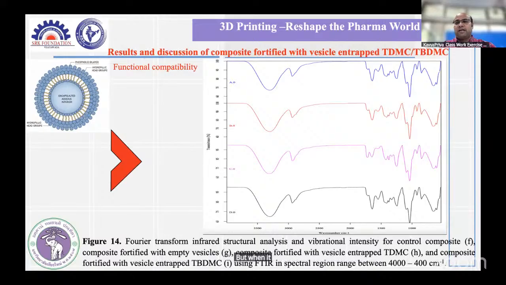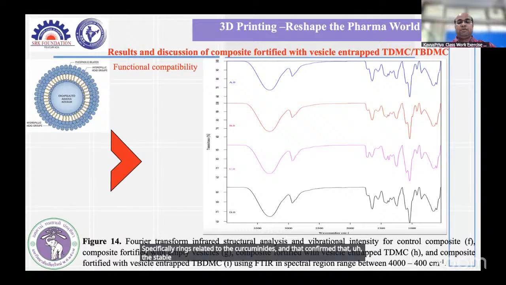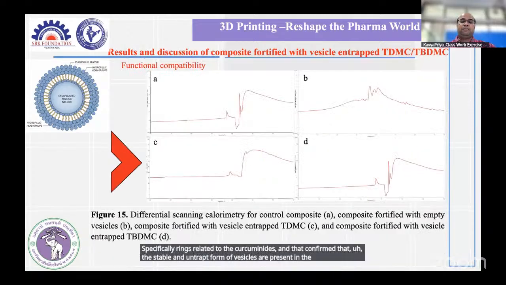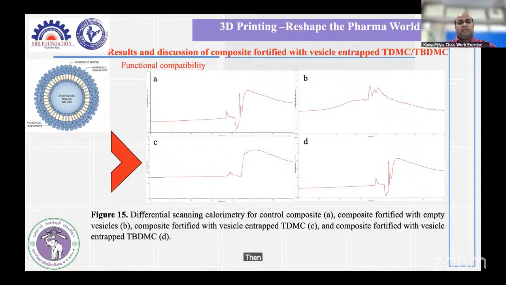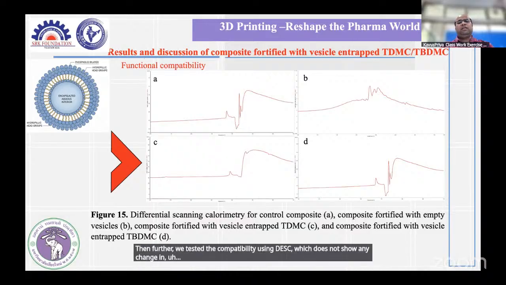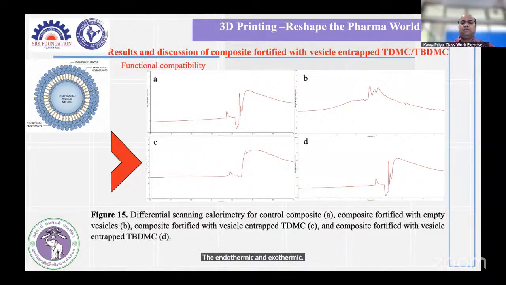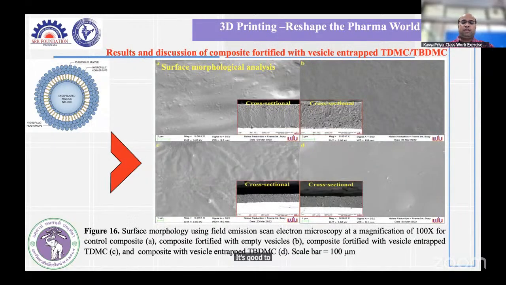But when it comes to the dried form of the composite, it shows the reappearing of these specific rings related to the curcuminoids, and that confirmed that the stable and entrapped form of vesicles is present in the composite. Then further we tested the compatibility using DSC, which does not show any change in the endothermic and exothermic curve. So we found that it's good to have such a preparation.